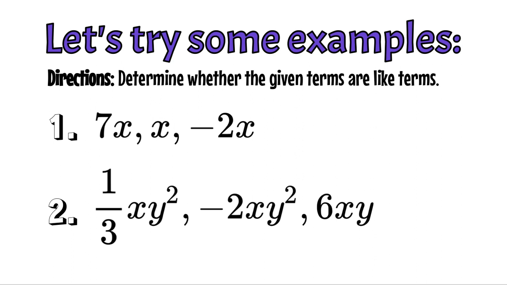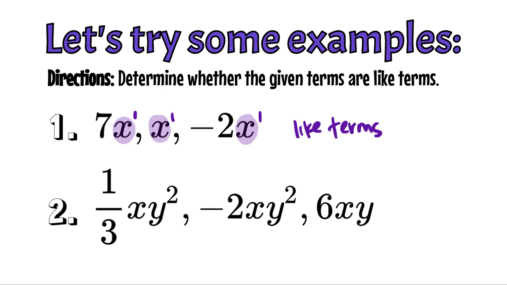In problem number 1, we have 7x and x and negative 2x. Notice that in each of these examples, our variable is x. And that was one of the criteria. It needs to be the same variable. Additionally, they need to be raised to the same power. So we can think of x as being raised to the first power. And notice that in each of these examples, 7x and negative 2x, they're all just x, which means to the power of 1. Therefore, in this first example, all three of these terms are like terms.